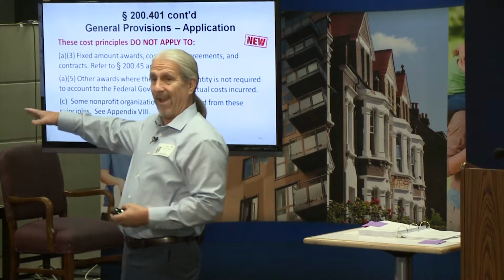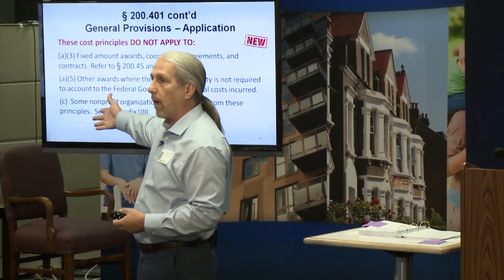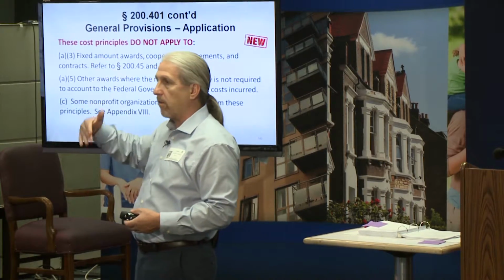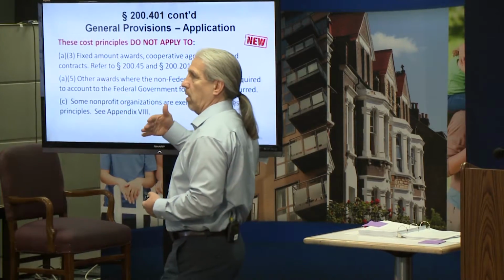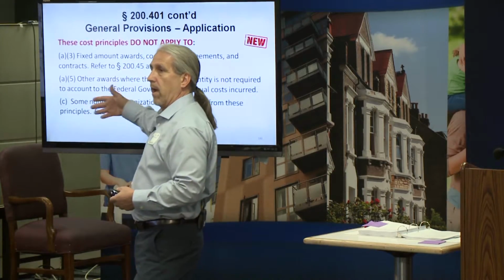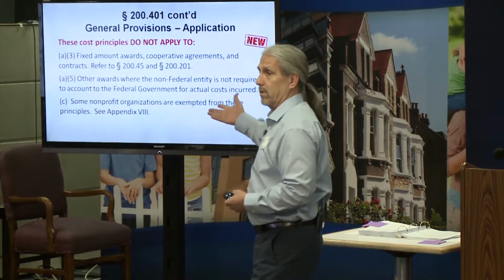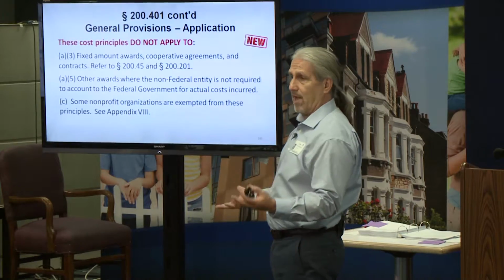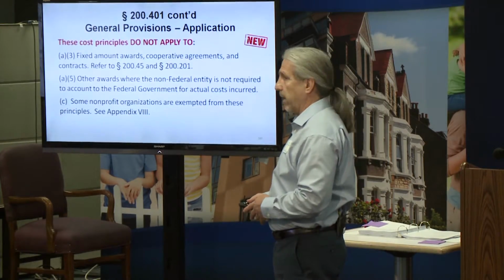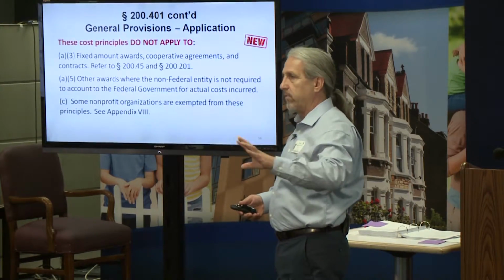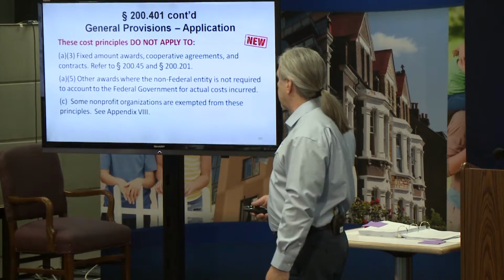And so what this is saying is if cost principles won't apply, we're not going to look at items of cost under that fixed amount award. It's not going to apply. We don't have to look at the cost principles to really make those determinations of what cost is allowable or unallowable. Again, the focus is on the outcome. Did they achieve their performance?